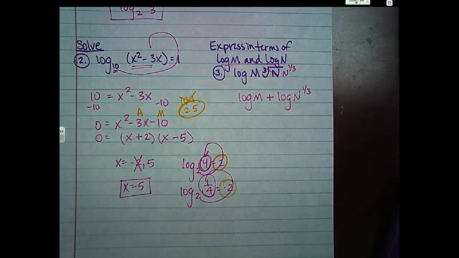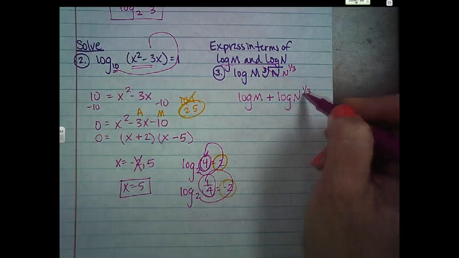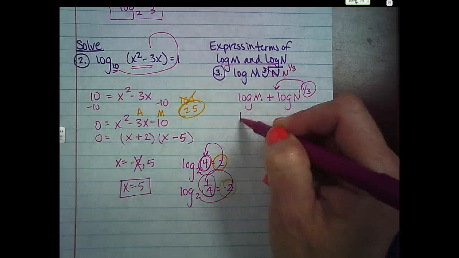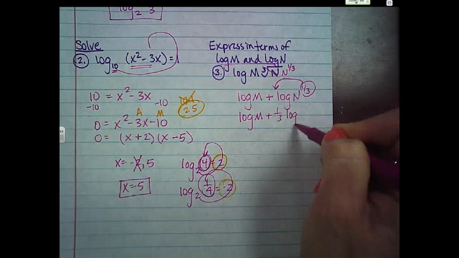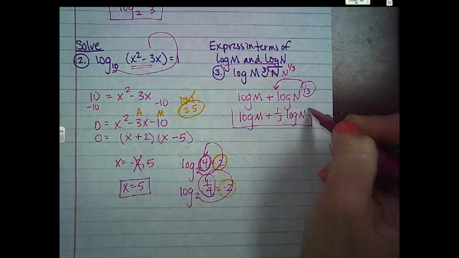But I didn't ask for put it in terms of log n to the 1/3. I said put it in terms of log n. So where does the 1/3 go? In front. And some of you may have just skipped straight to this step, and that's perfectly acceptable. But because it's notes, I was just trying to walk you through it.